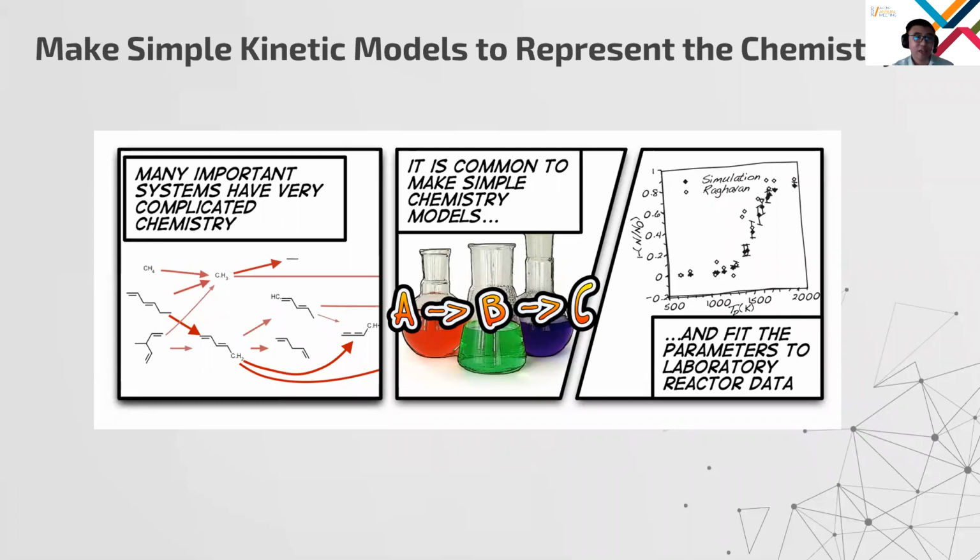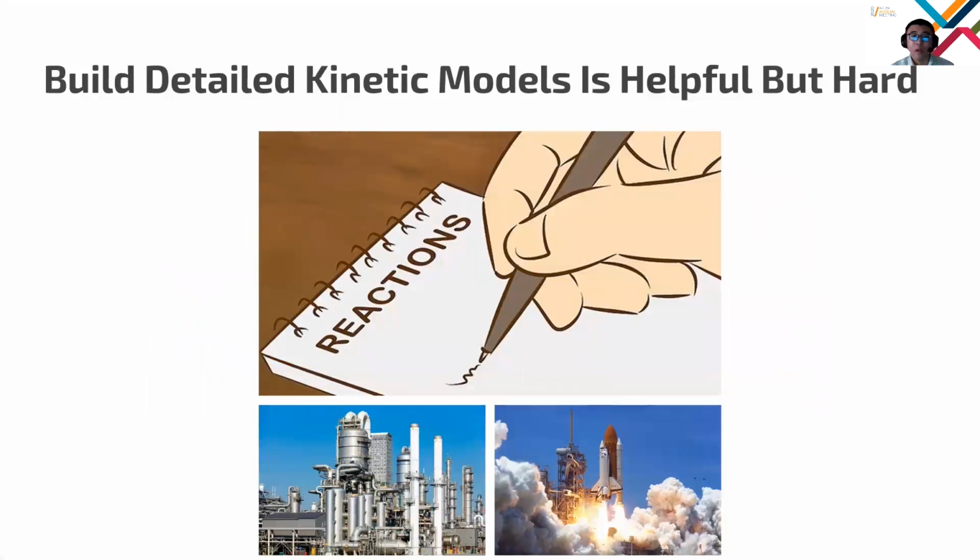Many important systems have very complicated chemistry, and it is common to make simple chemistry models and fit the parameters to lab reactor data to help us understand the mechanism behind a complicated system. But it's not always the case, because some systems like industrial reactors or rocket engines are very complicated and hard to interpret with a simple kinetic model. So we need to build a more detailed kinetic model.